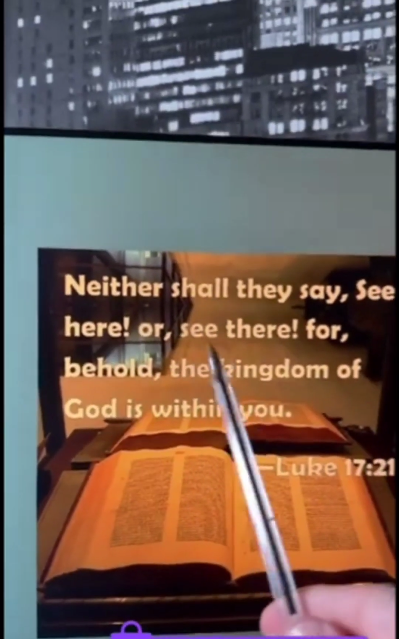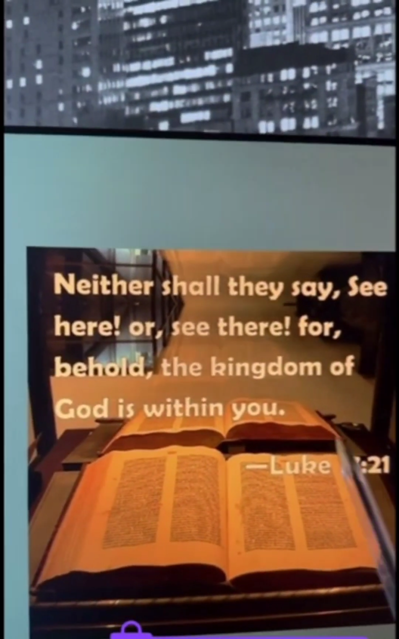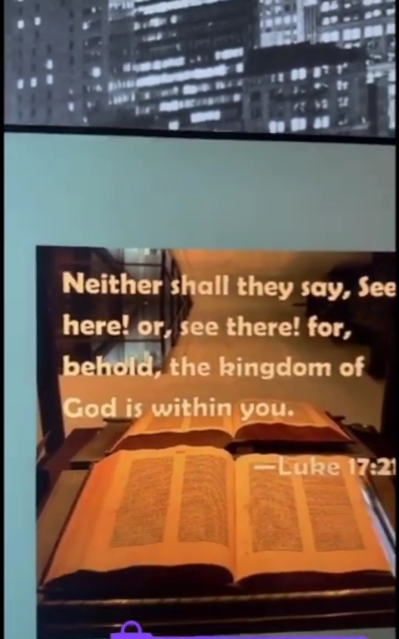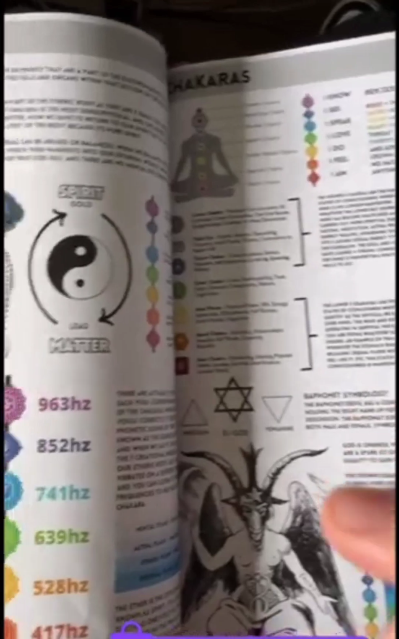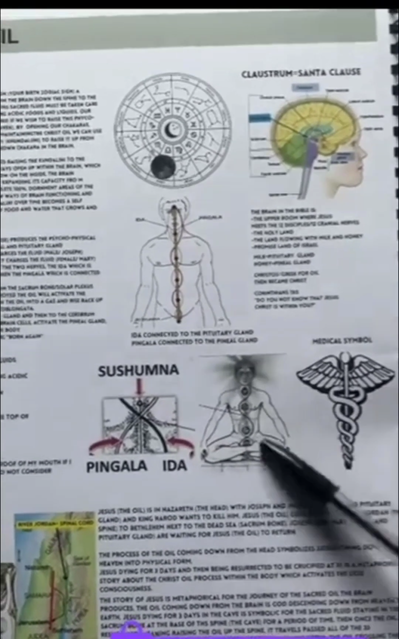"Nor shall they say, 'See here!' or 'See there!' For behold, the kingdom of God is within you." Do not look outside of you, do not look here or there. The God is within you, people. Luke 17:21. Religion is a scam. Jesus' life is a process that happens in the body.